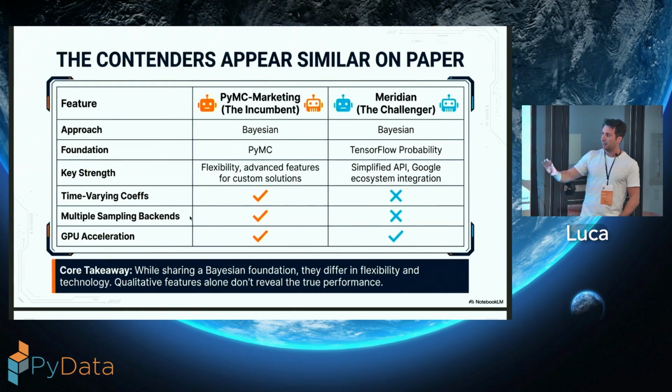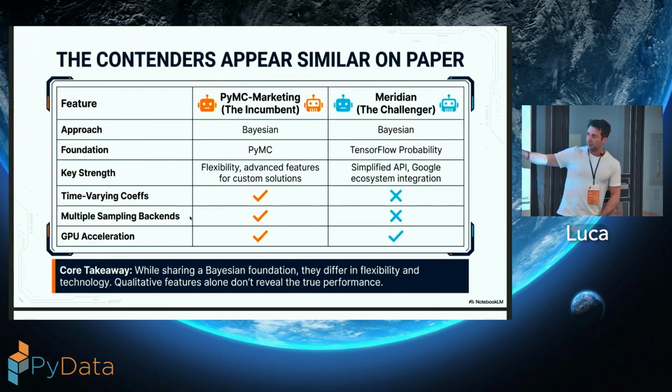Feature-wise, there is a huge list of features. They're very similar to each other. The gist, high level, and you actually have some decent blogs online on the different features. PyMC Marketing is generally more flexible. It allows you to build more complex models because it gives you building blocks, while Meridian has a bit more simplified, higher level API.